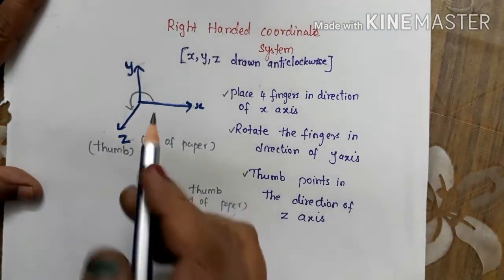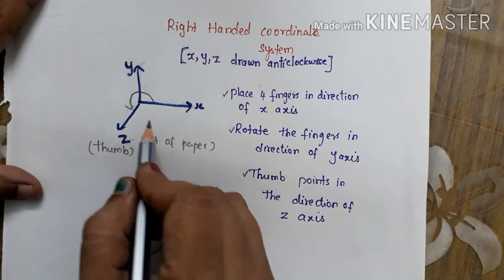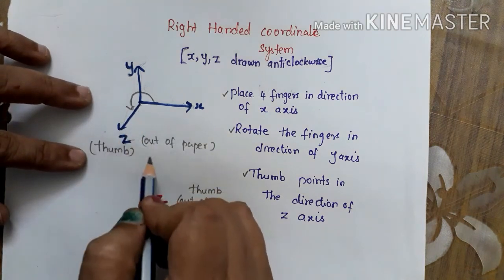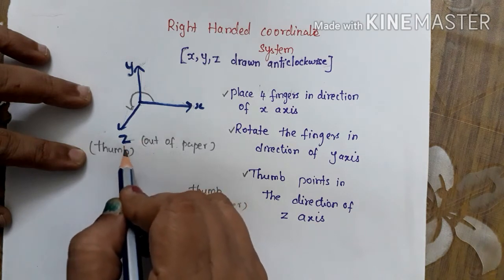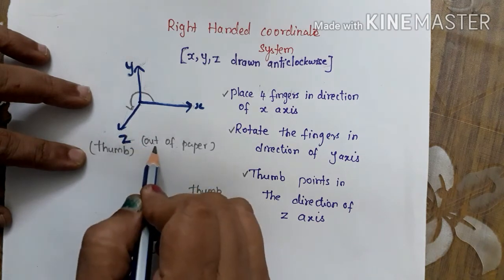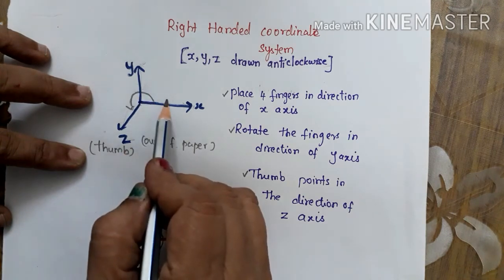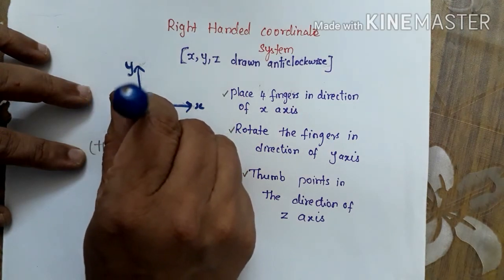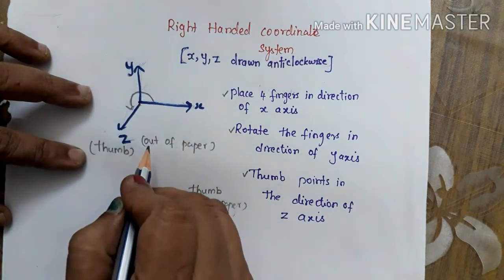Okay. Now we cannot draw a three-dimensional diagram on paper, right? So this Z axis is drawn this way, which represents that it is coming out of the paper. Thumb represents the Z axis. This is coming out of the paper, so you can conclude that Z axis is out of the paper, right? And these are perpendicular. If it is going to come out of the paper, X and Z axes, the pencil represents Z axis, children. XZ is perpendicular, YZ is also perpendicular to each other.